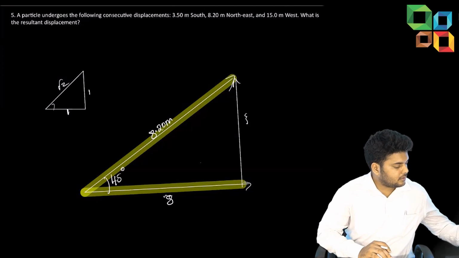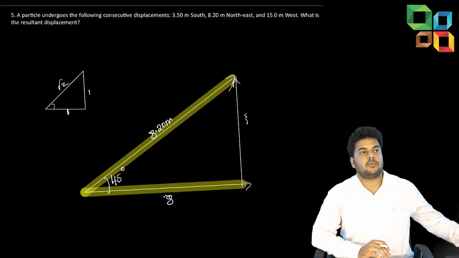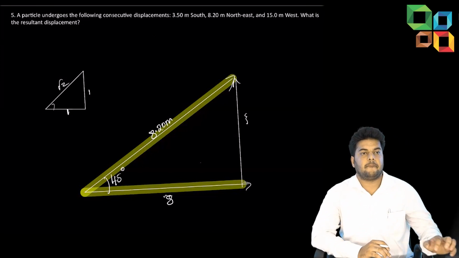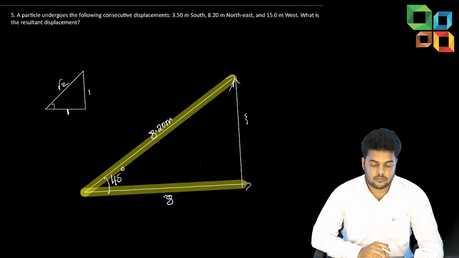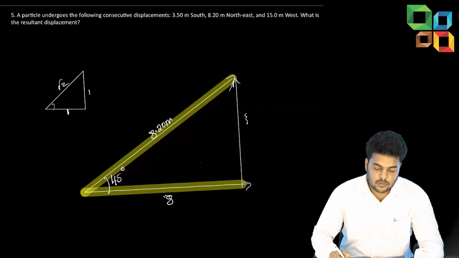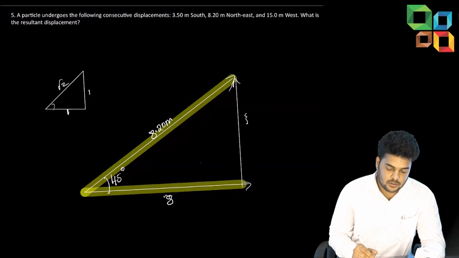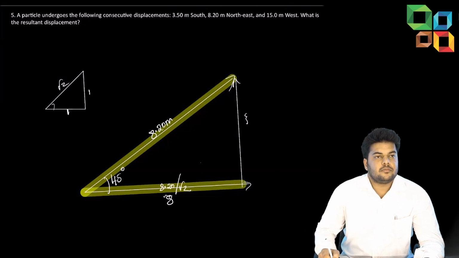The less than 8.0. Okay. No, it is not 3.5 something. Isn't it supposed to be 8.20 divided by root 2? Yes, it's supposed to be that. So this is supposed to be 8.20 divided by root 2.